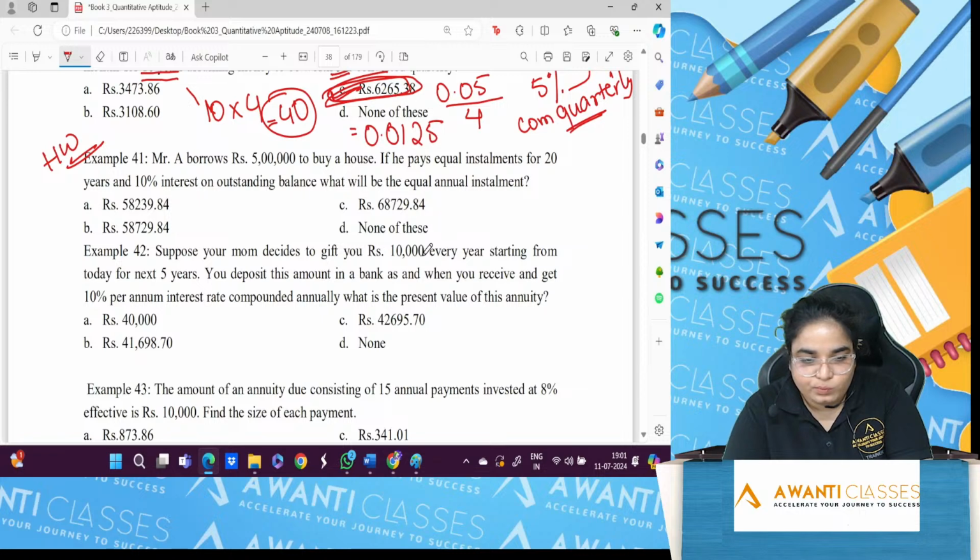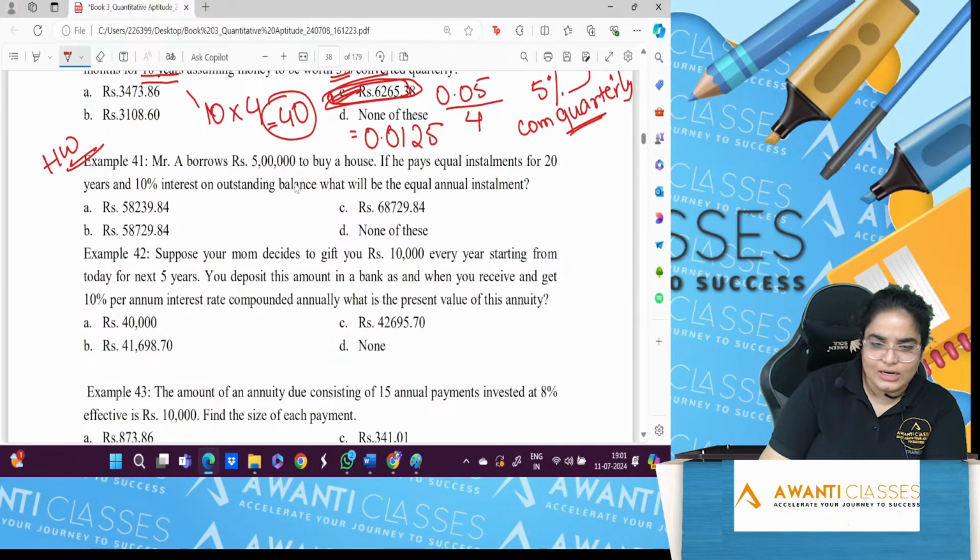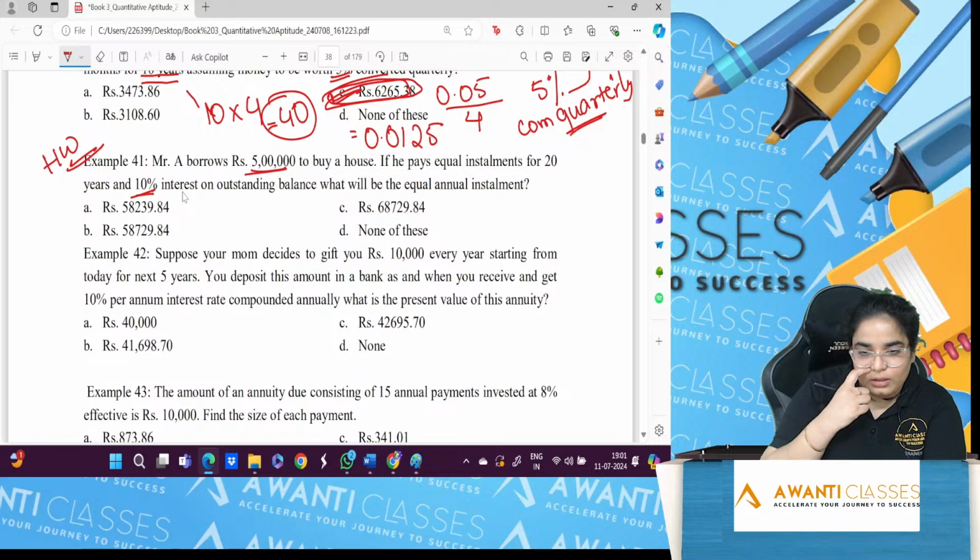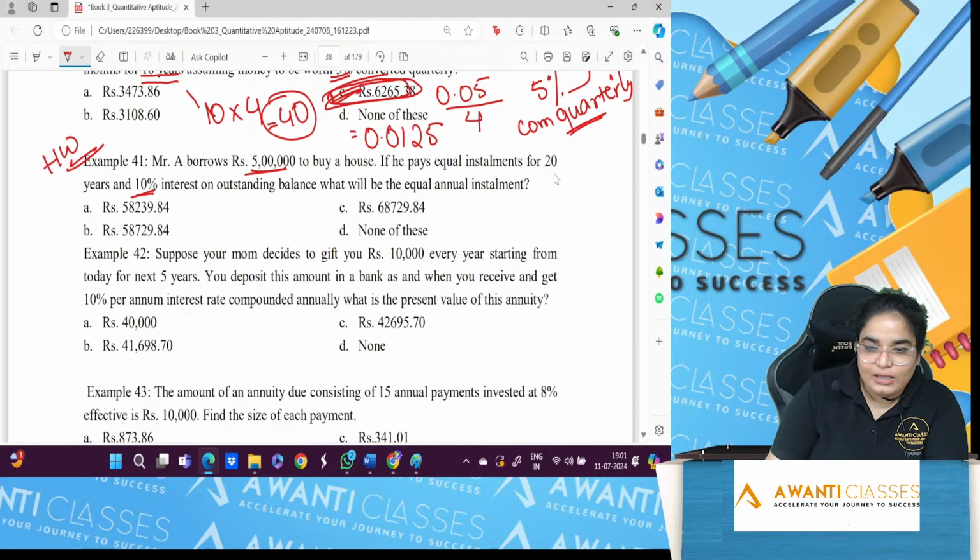Okay. Do you want me to explain it quickly? A borrows 5 lakhs to buy a house. He will pay back in installments over 20 years, at 10% per annum. Do they say anything else? No. So, this is annual compounding and annual payments, so no division and all. So, what will be the installment?